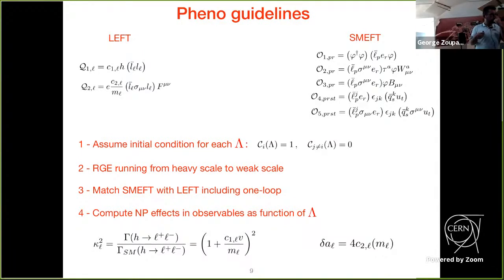Are they loop generated in an underlying theory? Yes, I mean, one can take into account the complete... What I'm saying is that you have to start with some initial condition, right? But those operators that are loop generated have coefficients naturally suppressed by at least a factor of pi, right? And there are tree-level generated ones, and they don't have a suppression. So I'm just saying that.